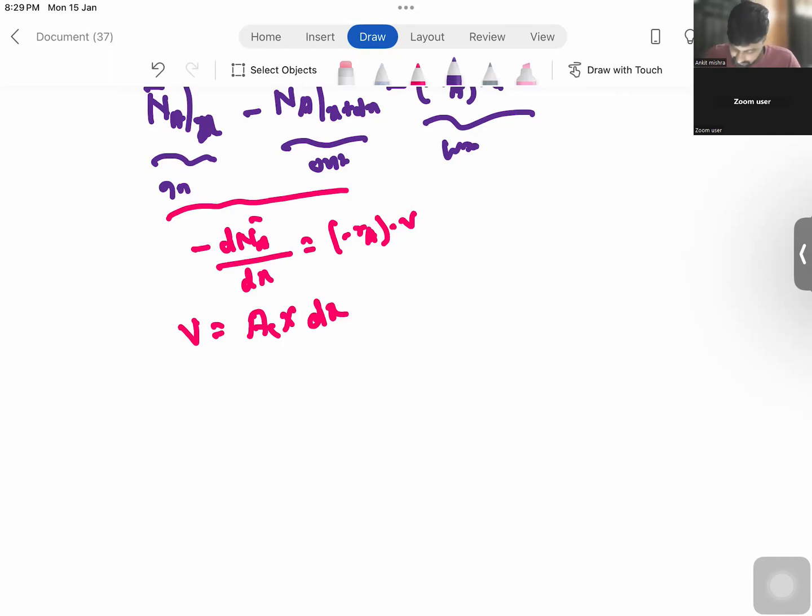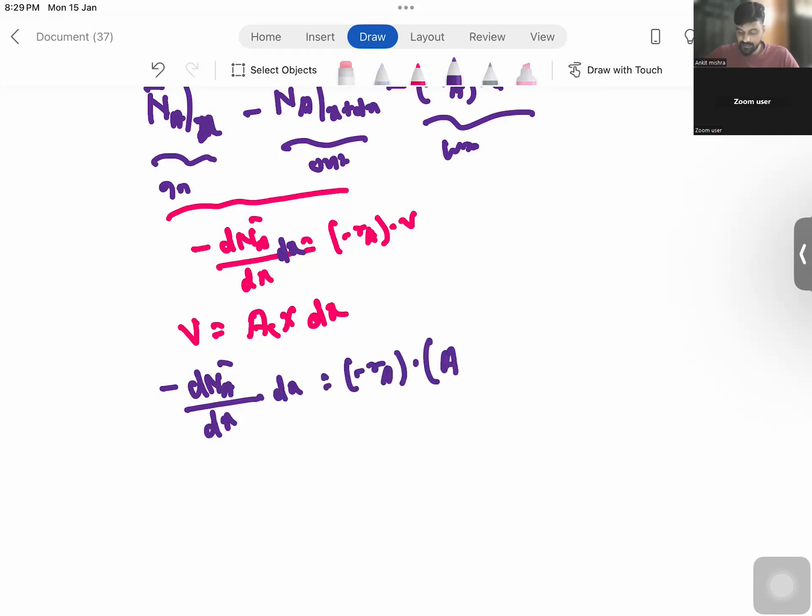So obviously here there will be a dx term in multiplication. Fine? So now you can write minus dNA bar divided by dx into dx, that is equals to minus of Ra into V, which can be written as area of cross section into dx. Fine. And obviously NA bar can be written as area of cross section into diffusivity into dCA by dz, right?